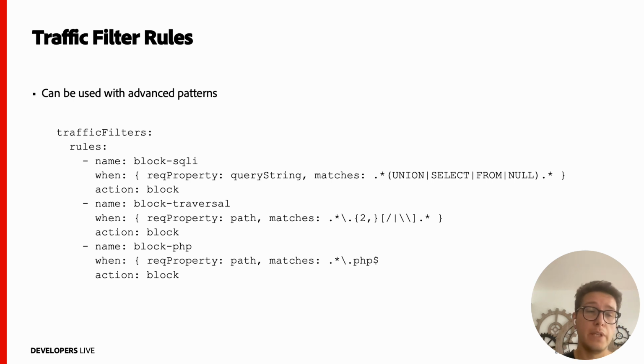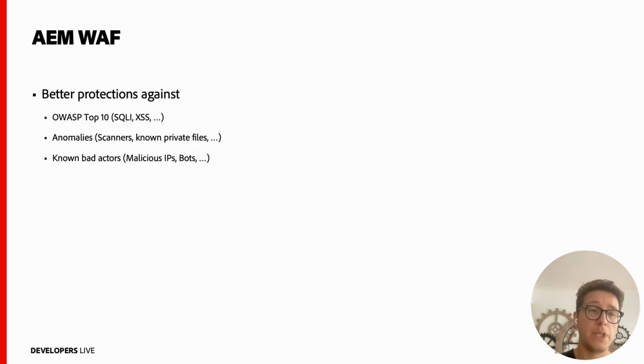But for customers that need more advanced protections directly at the CDN, Adobe actually released a new product at the beginning of the year called aem-live. It will run directly at the CDN and offer much better protection against the OWASP top 10, so SQL injection, XSS, etc., as well as protection against anomalies by being able to identify requests coming from scanners or requests towards non-public files. So if an attacker is trying to request an environment file or password files, the WAF will be able to identify that. It will also offer better protection against known bad actors, being able to flag malicious IPs, malicious bots, etc.